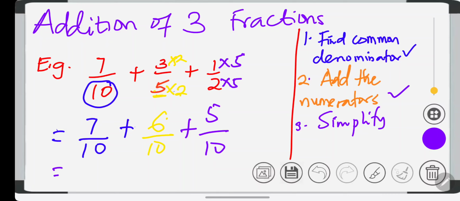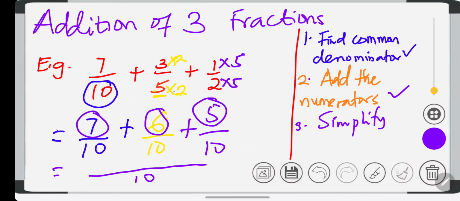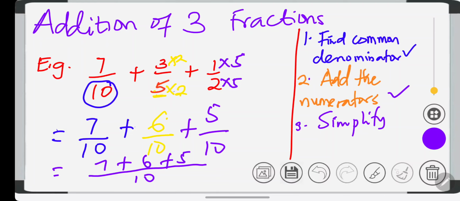Second step says what? Add the numerators. Remember, we can only add or subtract the numerators when the denominators are the same. So our denominators are the same now, 10, 10, 10. Got it? Good. So we have a common denominator of 10. Now our numerators are what? 7, 6, and 5. So we're going to have 7 plus 6 plus 5. Now what is 7 plus 6 plus 5? That is 7 plus 6, 13. 13 plus 5, 18 over 10.